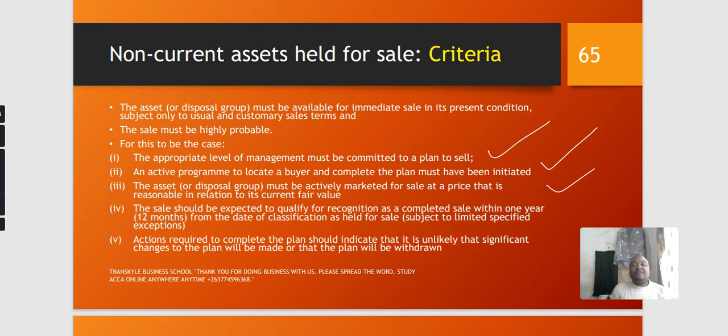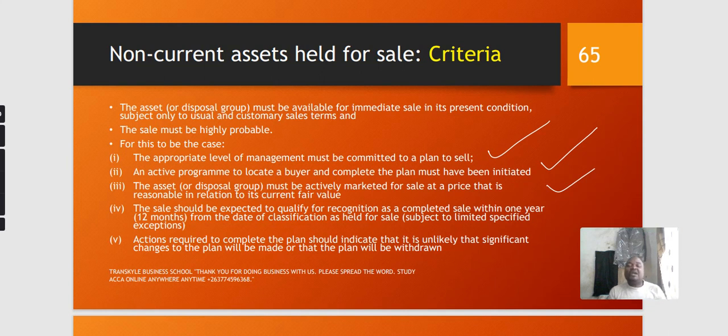Okay, number four, the sale should be expected to qualify for recognition as a completed sale within 1 year, that is 12 months, from the date of classification as held for sale, subject to limited specified exception. So we are simply saying that there should be a reasonable ground that this asset is going to be sold in the next 12 months. Okay, there should be some evidence of that.